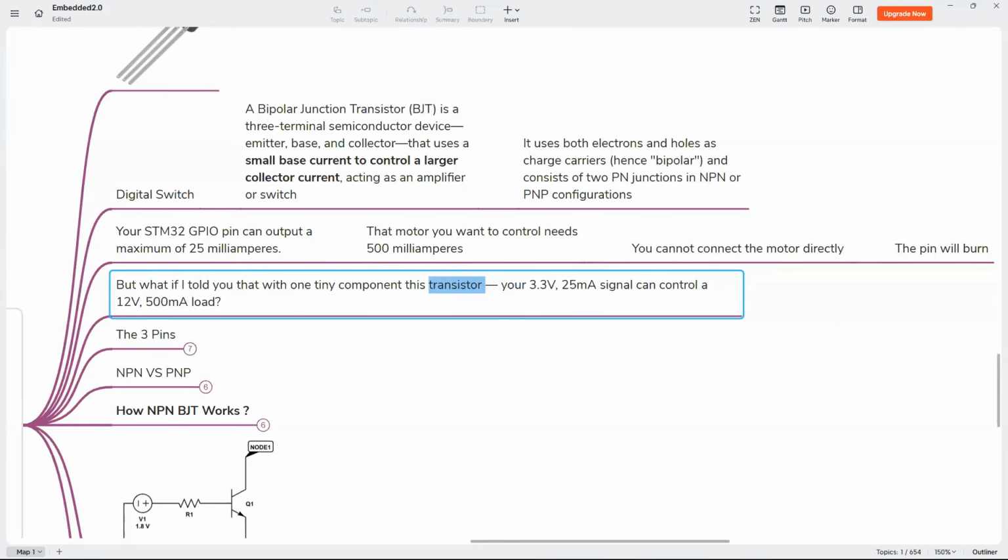By using a transistor, even though your GPIO pin is a 3.3 volt, 25 milliampere signal, we can use that pin to control even a 12 volt, 500 milliampere load, or even a bigger kind of motor. That is why the transistor is required.